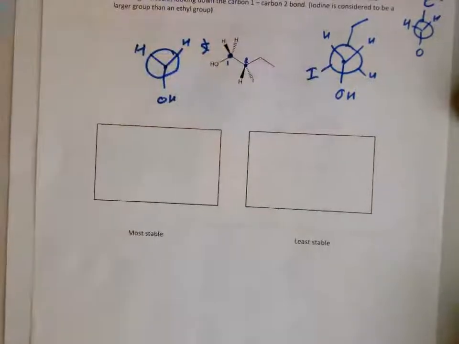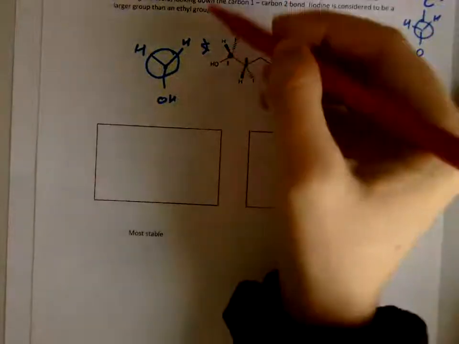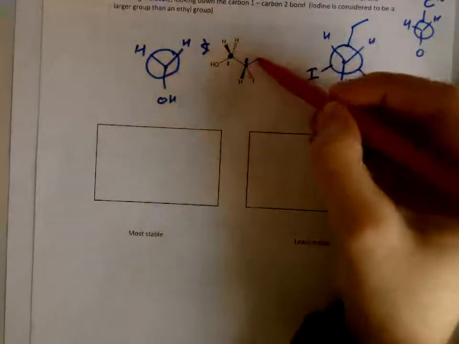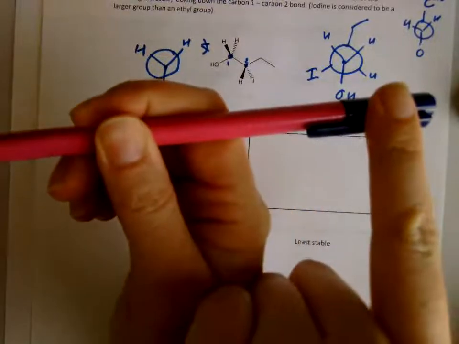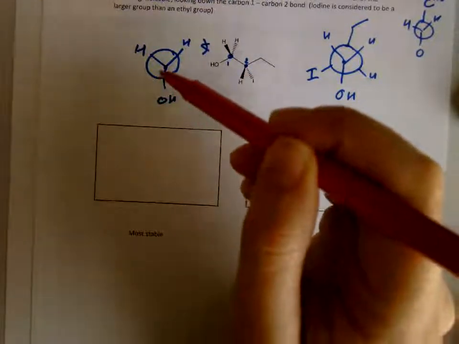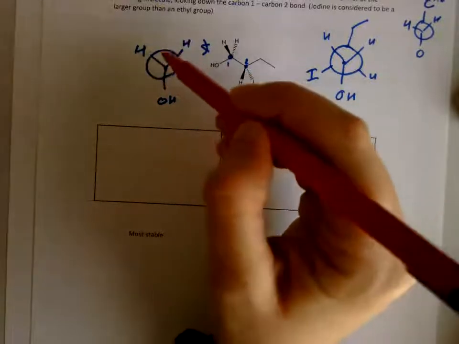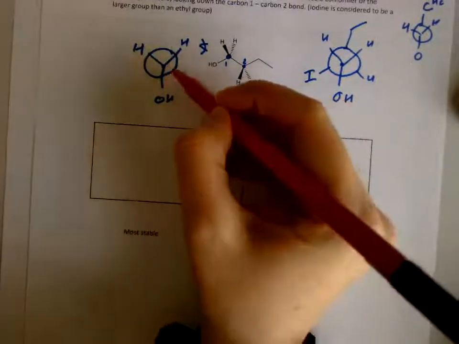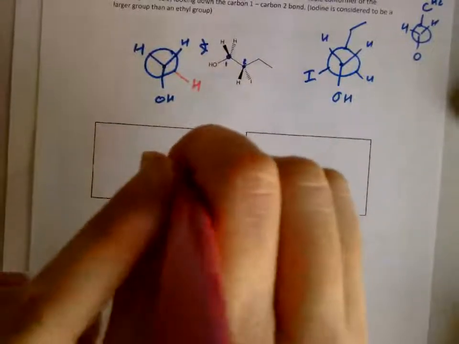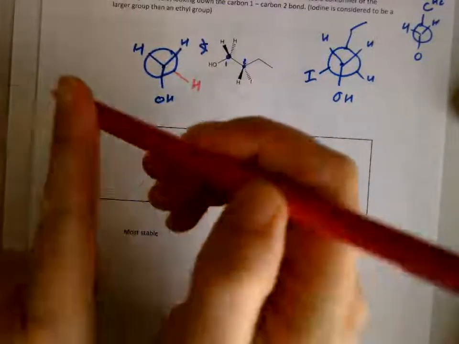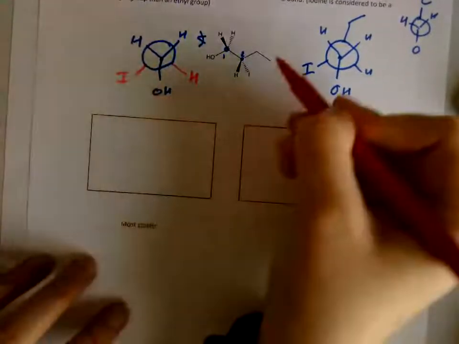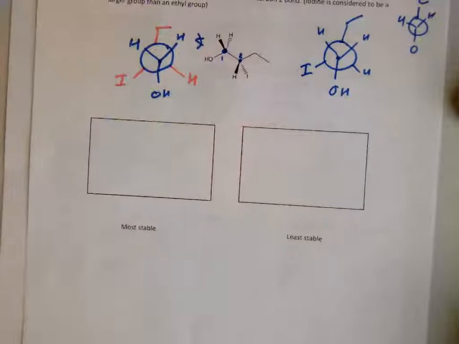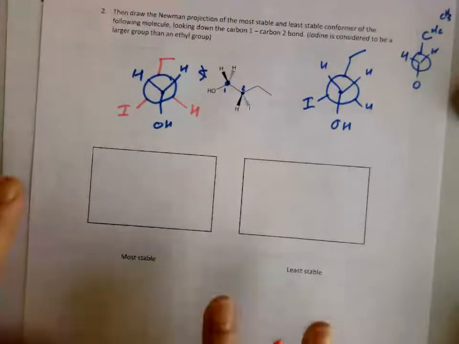And then on the back carbon, and I'll do the back carbon in a different color, if I'm looking at it, the hydrogen is coming towards me. So if I turn it sideways, it's on the right, and it's pointed slightly down. And then the iodine is going into the plane of the page. So if I'm looking at it, it's on my left. And then the ethyl group is coming straight up. So that's 2 different ways you can do it.